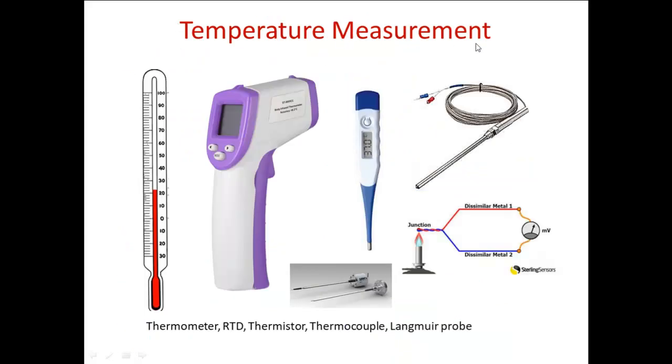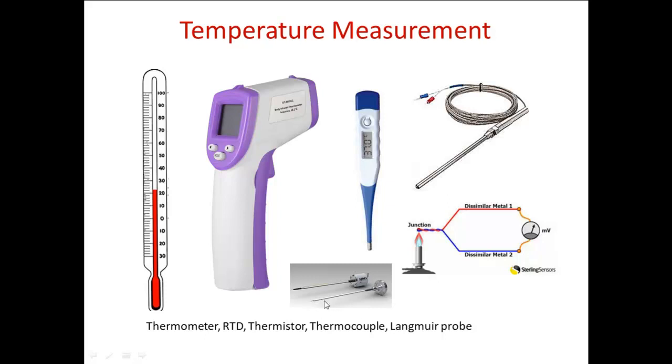And the various devices available to measure temperatures are the thermometer, and this is an infrared thermometer. This is a mercury filled thermometer. This is a digital thermometer. This is a thermocouple. A thermocouple has two dissimilar metals which are connected, and when the junction of the two dissimilar metals is heated, then an EMF, or a voltage, is generated. Depending upon the difference in temperature, the amount of voltage generated varies, based on which we can measure the temperature.